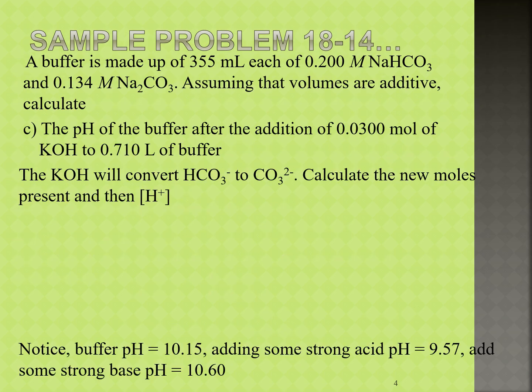Well, part C of the problem is a lot the same, except now we are adding 0.03 moles of strong base. So remember, a strong base is going to convert our weak acid to weak base. So the weak acid is going to decrease, and the weak base is going to increase by that amount. We're going to start with our initial amounts. So again, the number of moles of my HCO3 minus, we started with 0.071 moles.